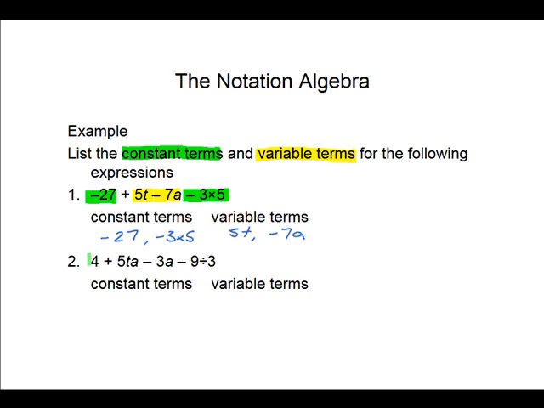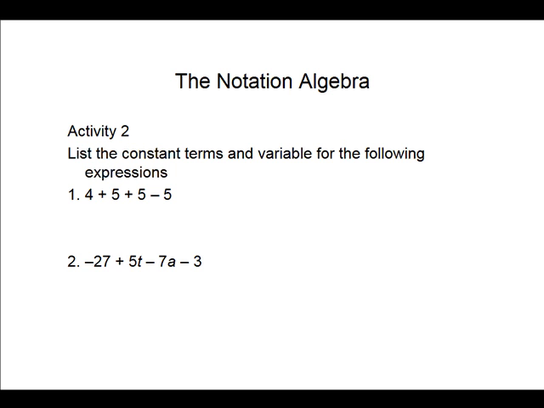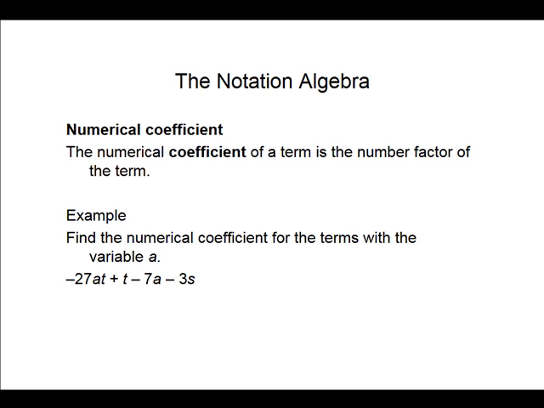Okay, once again, I've highlighted the constant terms in green. Remember, they include the negative sign as part of the term. And the variable terms are in yellow. So here's an activity for you to do. See whether you can identify the terms.